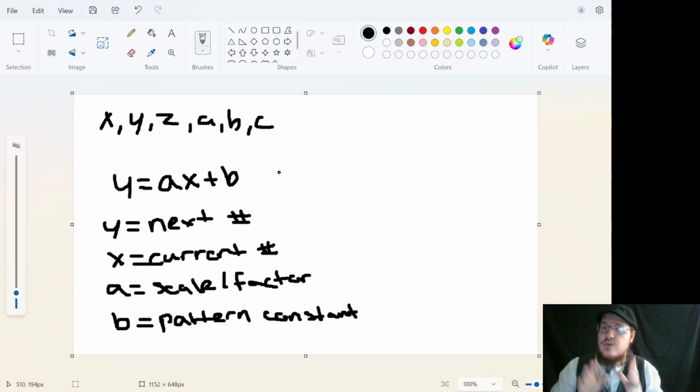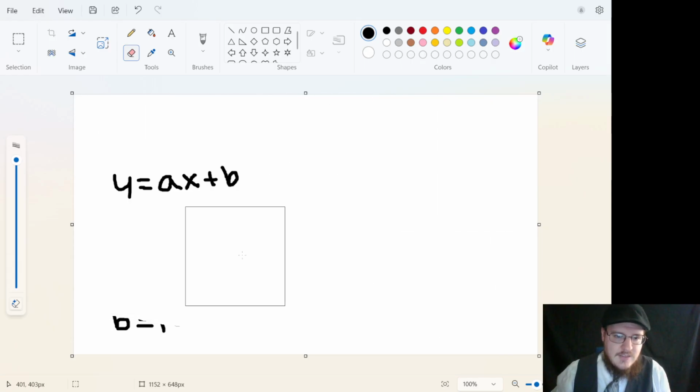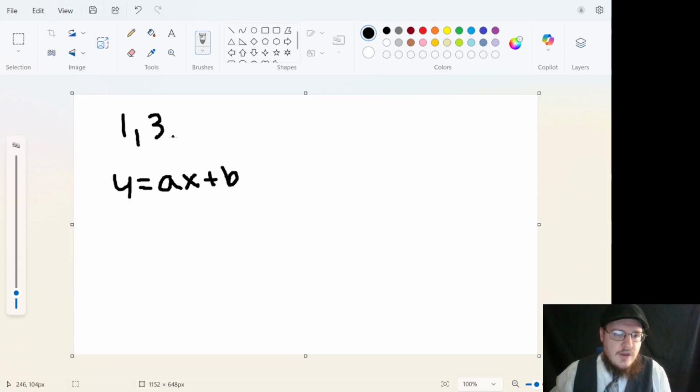Now I'm going to show you what we're going to be working with. So, erase that, leave the general form here. Now our pattern is going to be 1, 3, 5, 7, 9, dot, dot, dot. Once we find our pattern, it continues on. So I'm going to just do dot, dot, dot here.